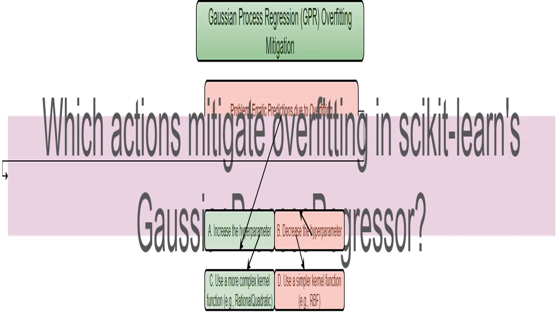The hyperparameter, alpha, reflects how much noise we assume is present in our data. Decreasing alpha means we're assuming very little noise. In this case, the model will try to fit even the tiniest variations in the data, making overfitting worse. The erratic behavior will increase.